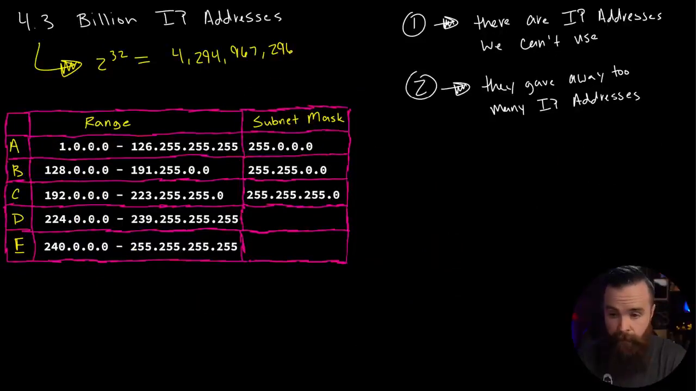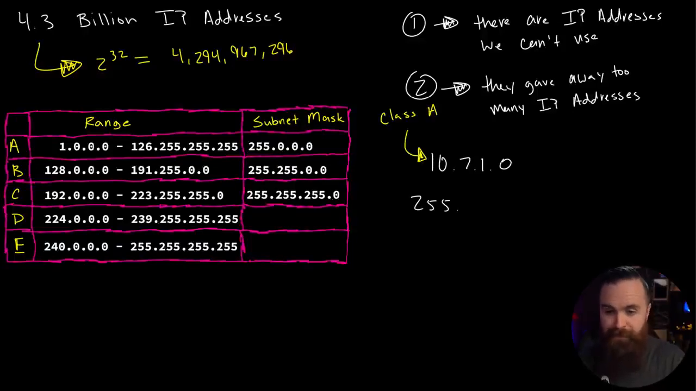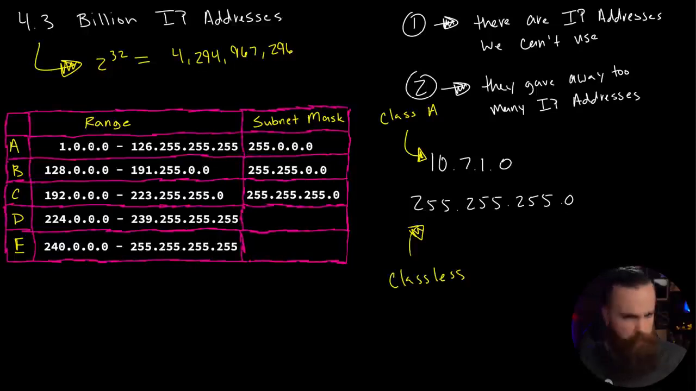So for example, my home network is actually 10.7.1.0, a Class A IP address or a Class A network, but my subnet mask is 255.255.255.0, making it a degenerate, a classless network, because we're breaking all the rules. We're not obeying this A, B, C, D, E, F, G stuff. That's basically what you're doing.